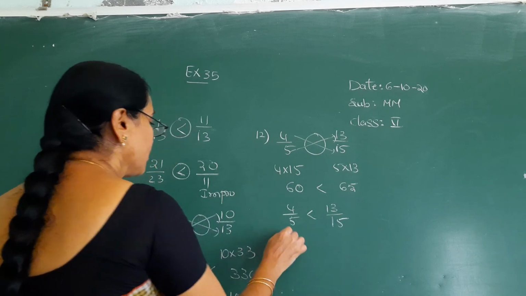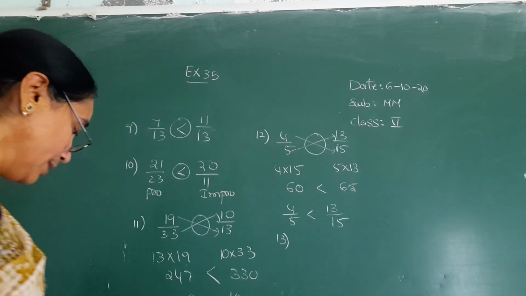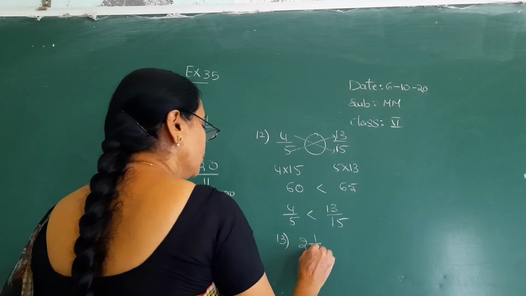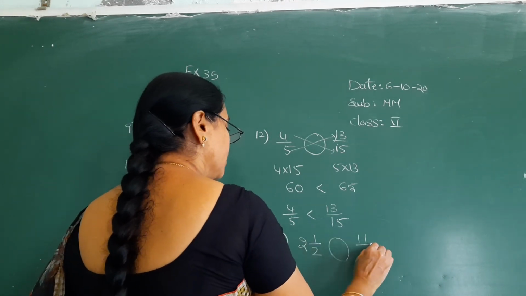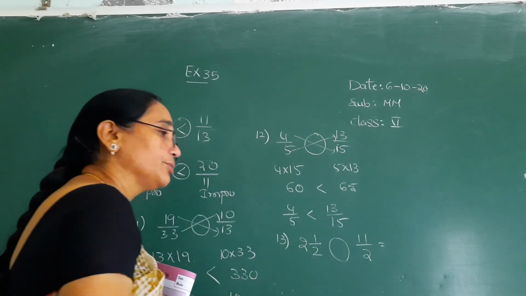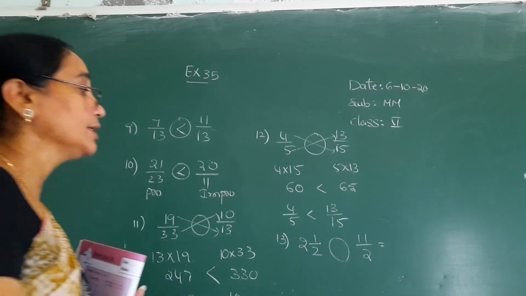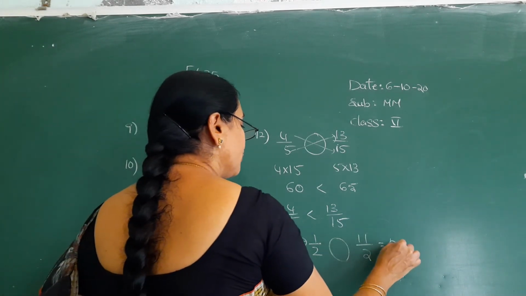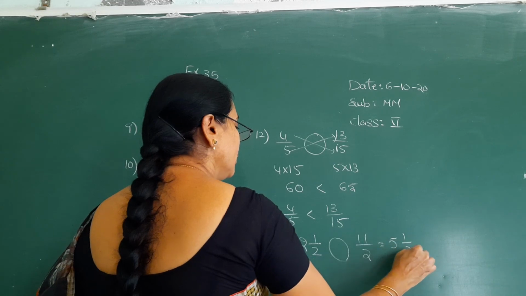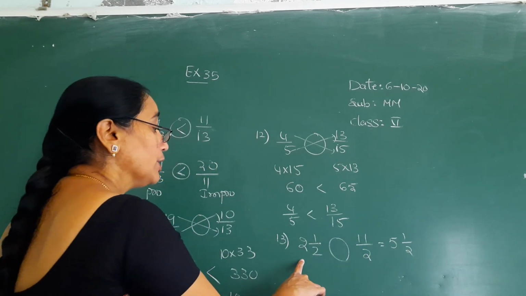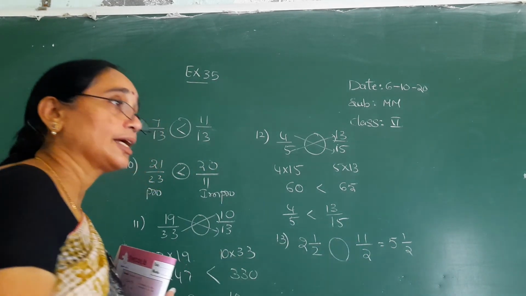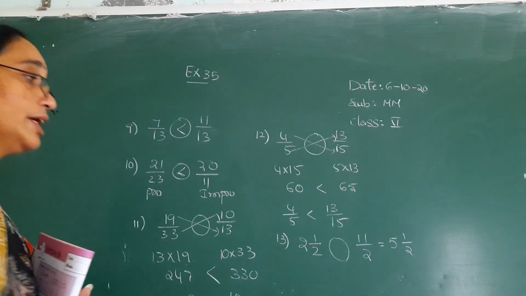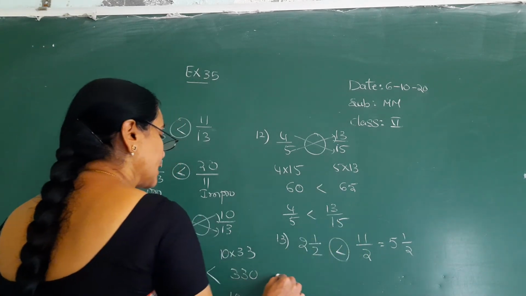See the 13th problem. 2 1 by 2, 11 by 2. Convert this 11 by 2 into a mixed fraction. 2 fives are 10 and remainder 1, 5 1 by 2. 2 1 by 2 and 5 1 by 2. Here compare the whole parts. 5 is the greater, so that fraction is greater.